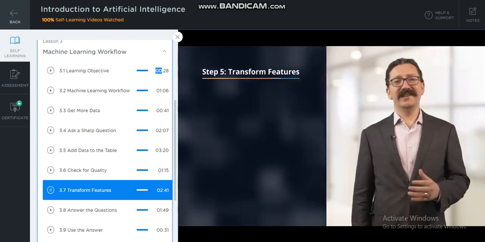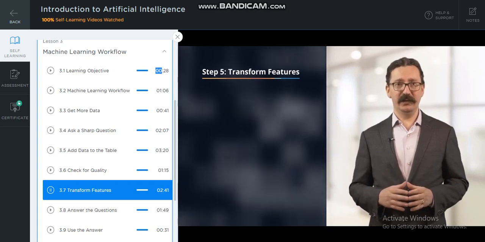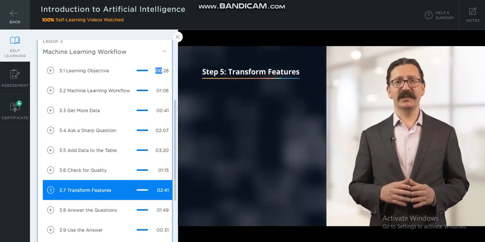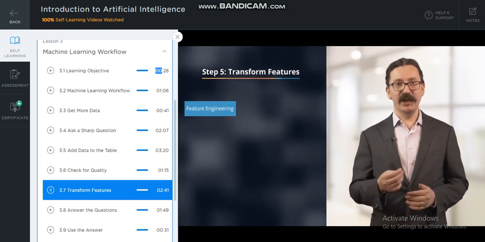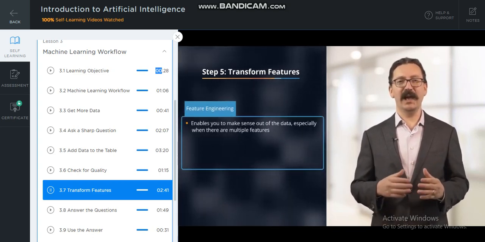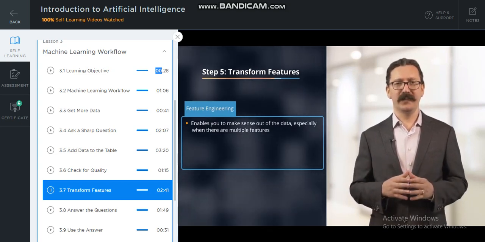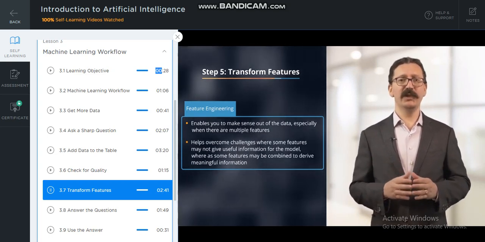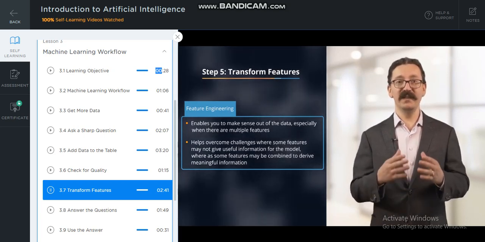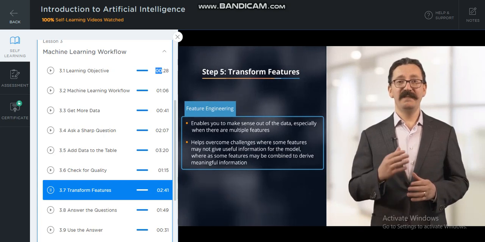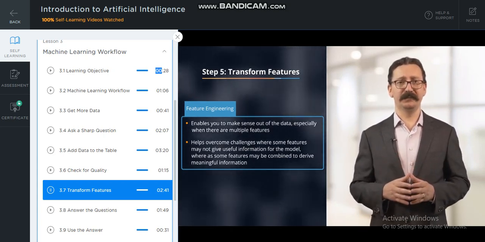Step 5. The next step is known as transform features and includes feature engineering. Each characteristic of a data element is known as a feature. Feature engineering enables you to make sense out of the data, especially when there are multiple features. Some features may not provide useful information, whereas some features may be combined to derive meaningful information. Feature engineering helps you overcome such challenges.